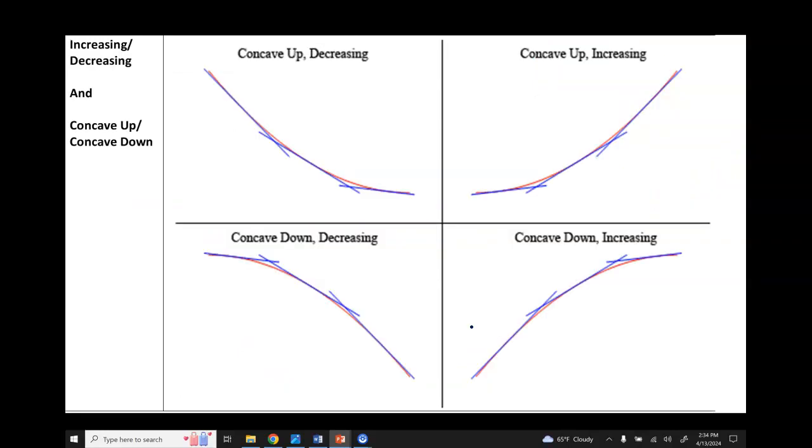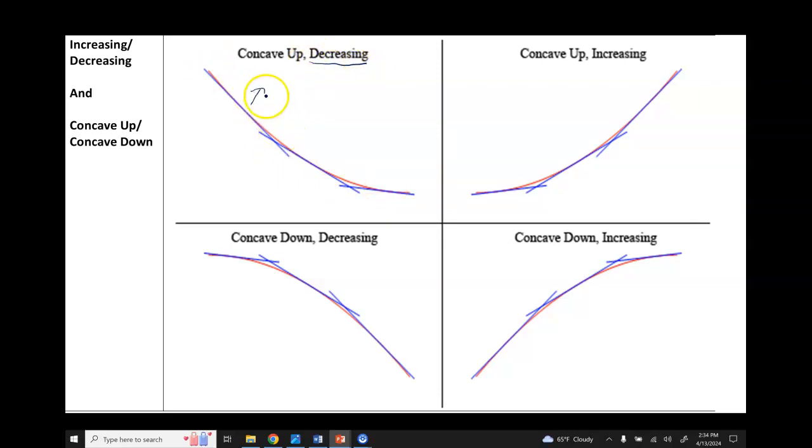Another example, so we're going to put together the previous section and this section. For each of these, we want to tell if the function is concave up, concave down, and if it's decreasing or increasing. If I go from left to right, the function is going downwards. So all the slopes are negative, which means the function is decreasing.